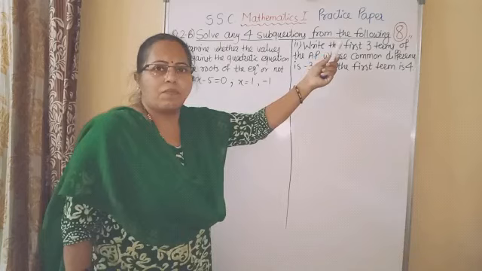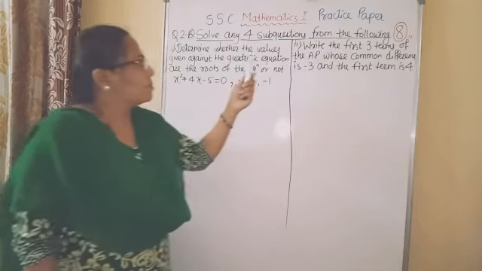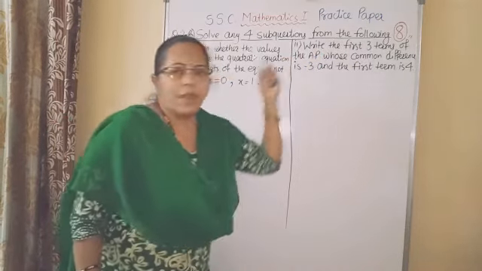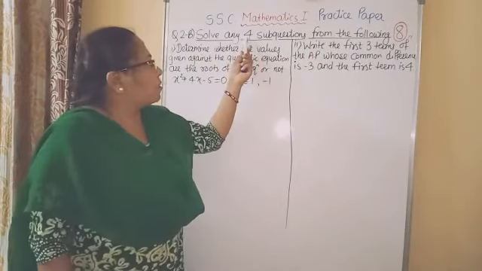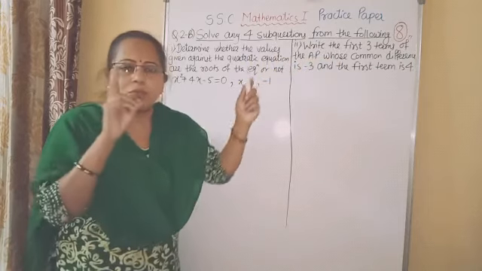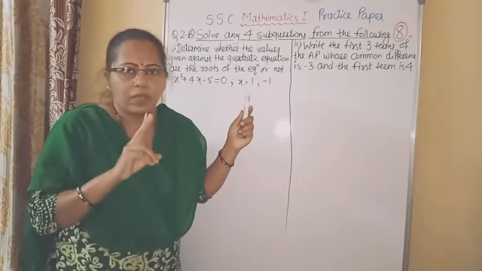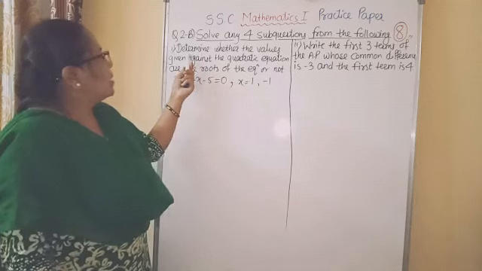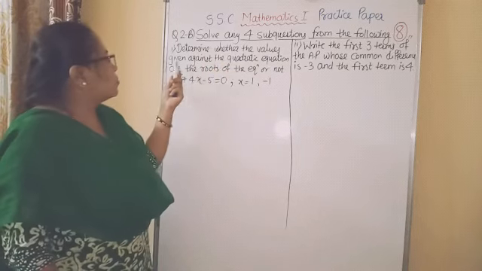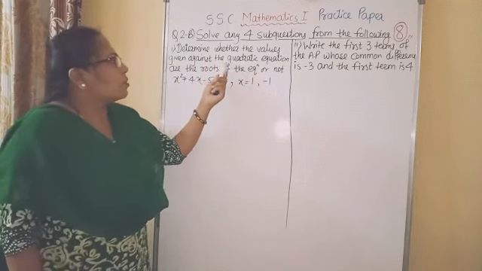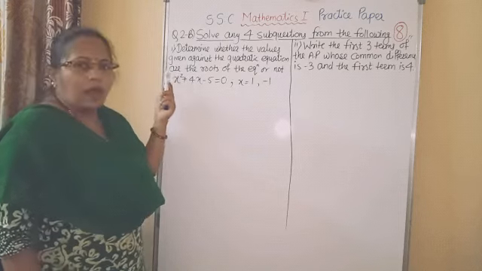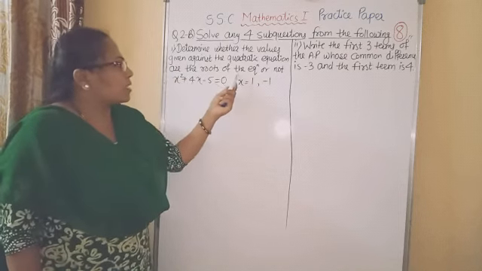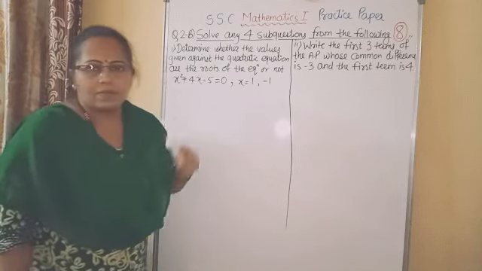Question number 2b. Solve any 4 sub questions from the following. It has 8 marks. We have to solve any 4. That means 2 marks for each question. First question. Determine whether the values given against the quadratic equation are the roots of the equation or not.